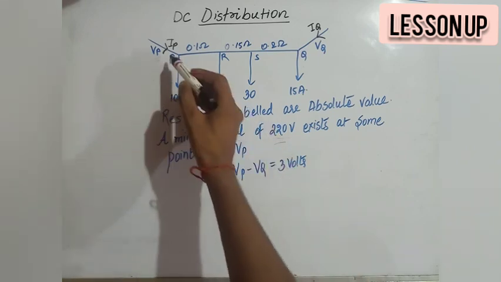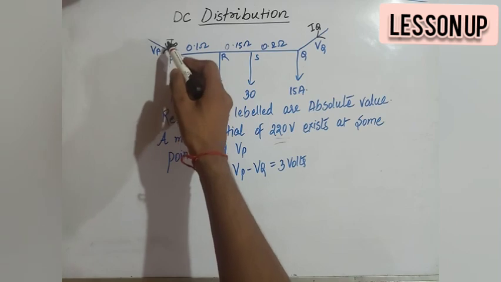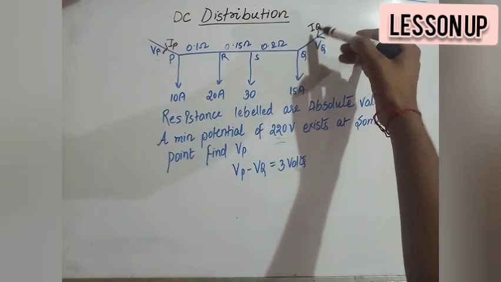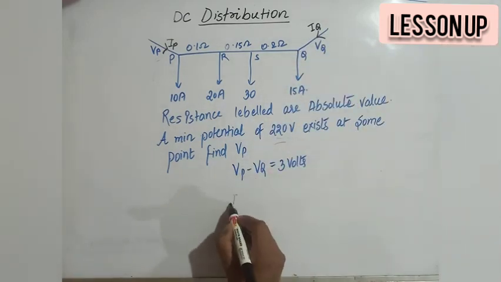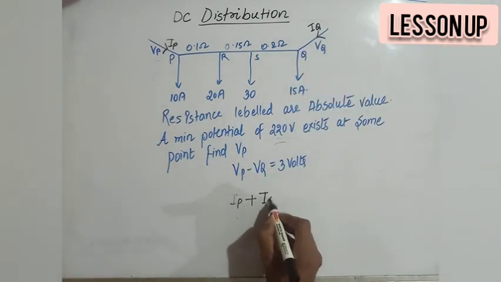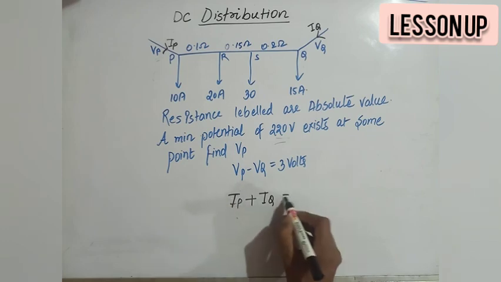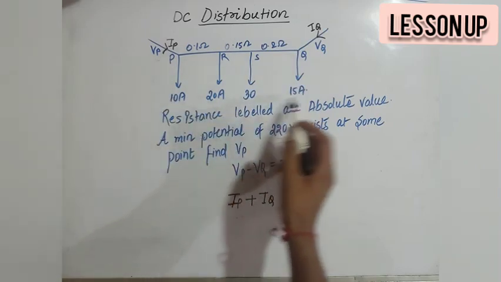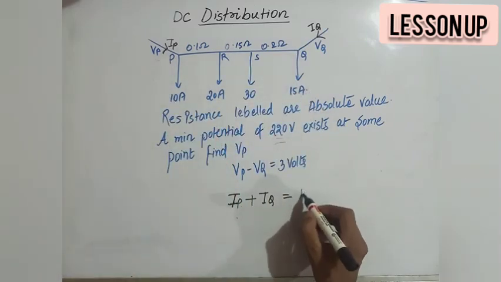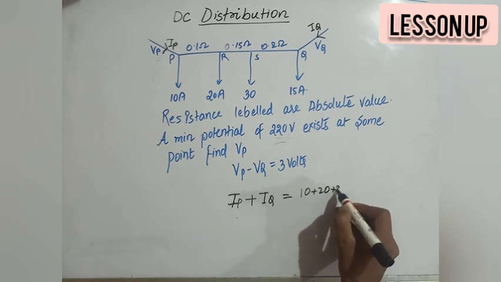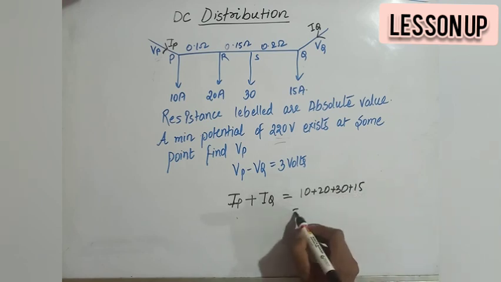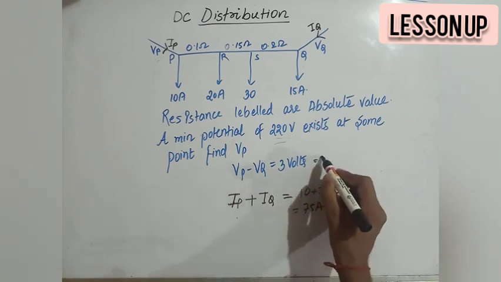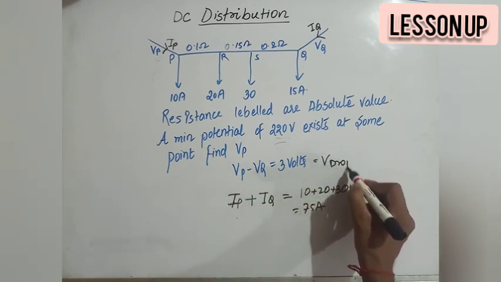From the diagram we can analyze that. From this side, suppose IP is incoming current, and from here IQ is incoming current. So IP plus IQ will be equal to the outgoing current, since the summation of incoming current should be equal to outgoing. So 10 plus 20 plus 30 plus 15, which is equal to 75 ampere, and voltage drop is given 3 volt.